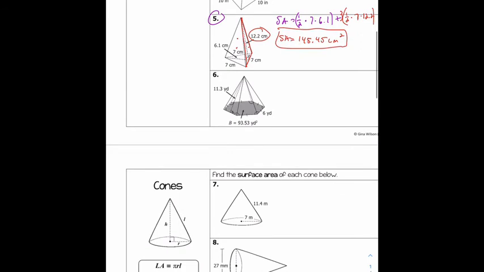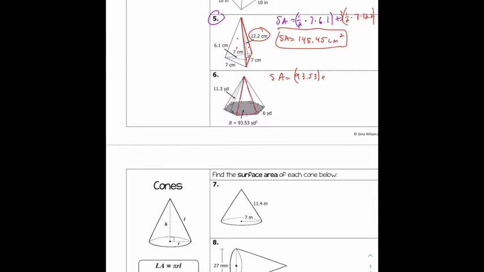Okay, number 6 is a tricky one, so maybe we should do that. Yeah, let's do that one. So, what is the base? It already tells us. Oh, that's nice. So the surface area is going to be the base. So the base in this case is 93.53. And then we've got to add that to the faces' area.